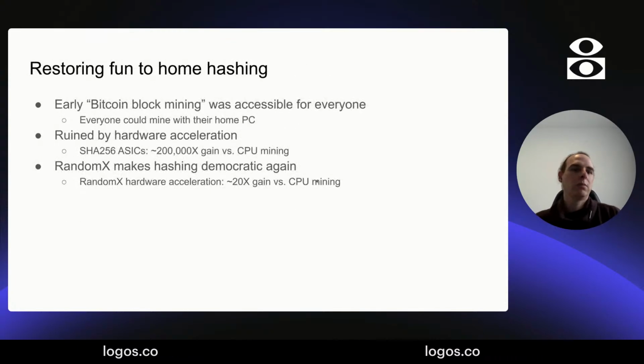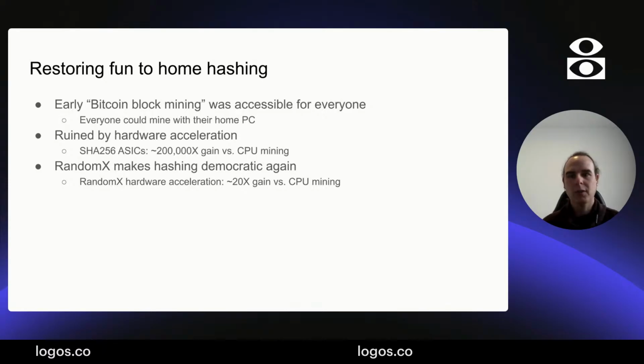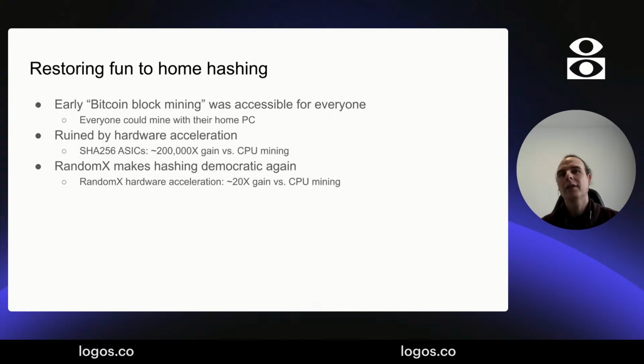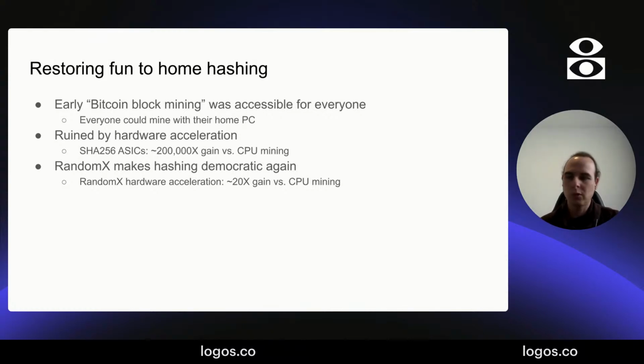The idea is to restore fun to home hashing. If you remember the early days of Bitcoin, you could just run a program like Bitcoin QT, leave it running and you get tokens, and that's really cool. But this was ruined by hardware acceleration. With ASICs, they have a 200,000 factor gain over CPU, so it's no good to earn tokens with your CPU anymore.